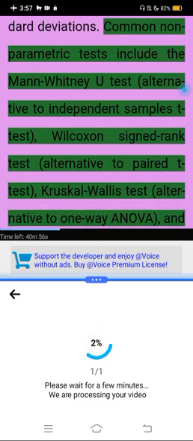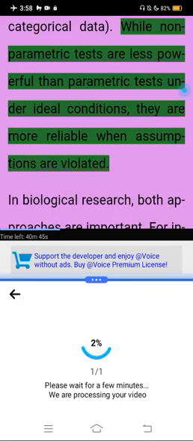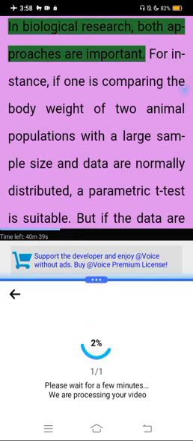Common non-parametric tests include the Mann-Whitney U test, an alternative to the independent samples t-test; the Wilcoxon signed rank test, an alternative to the paired t-test; the Kruskal-Wallis test, an alternative to one-way ANOVA; and the chi-square test, used for categorical data. While non-parametric tests are less powerful than parametric tests under ideal conditions, they are more reliable when assumptions are violated. In biological research, both approaches are important.